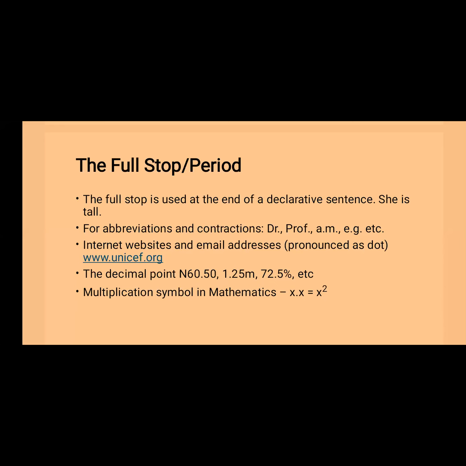Then occasionally too, especially at advanced levels, we use the dot as a sign of multiplication. It's a multiplication symbol. That's why I give the example, x dot x is equal to x squared. What we mean is x multiplied by x. So it's not out of place. It is part of the ways by which the full stop is used. Let's take note of that.